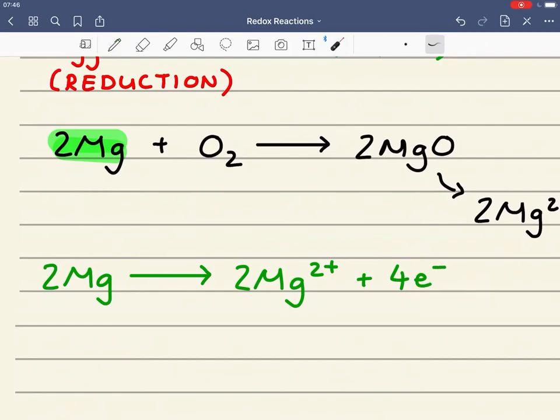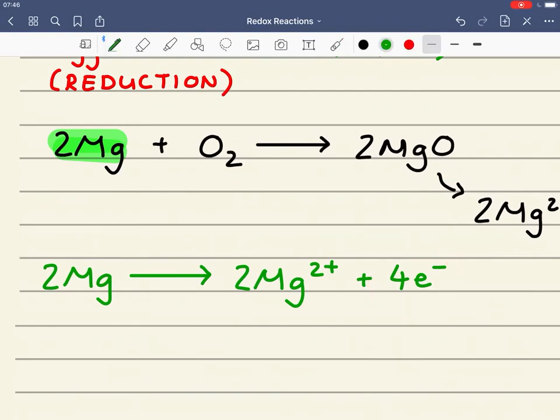And we can see here that in all equations we need to balance atoms and charge. And we can see here that we've got 0 charge. So my right hand side needs 0 charge. Well, I've got my 4 plus there, 2 times plus 2. Therefore that needs to be balanced by 4 electrons.